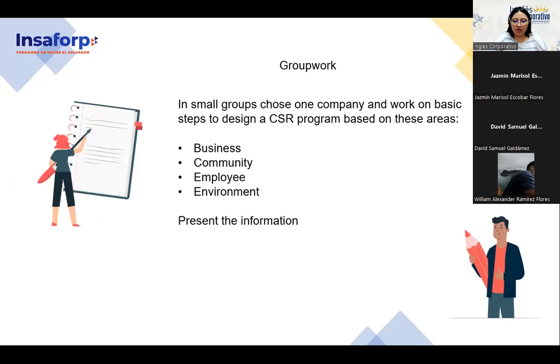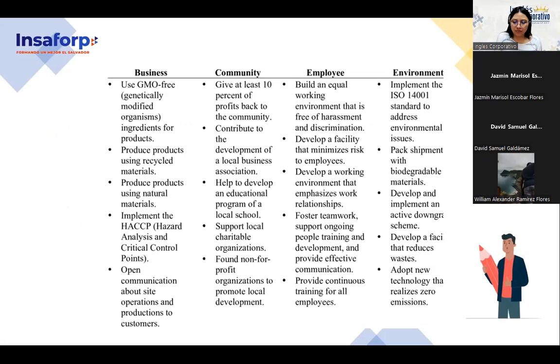As you may remember, the group work that we had was to design, or at least to think about, possible activities that we can include in a CSR program based on these areas: business, community, employee, and environment. Let me show you an example. The example that we were presenting in the class was this one. As you may see, we have different activities that we can include in the proposal, based on those four categories. So this is a quick review of the activities that we had in yesterday's class.